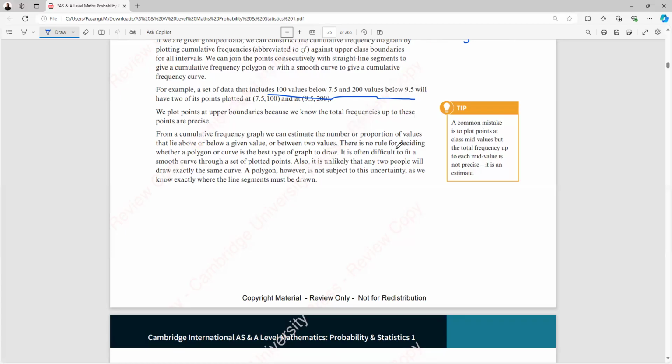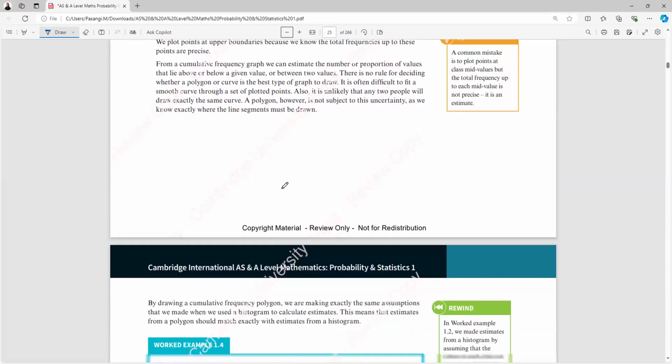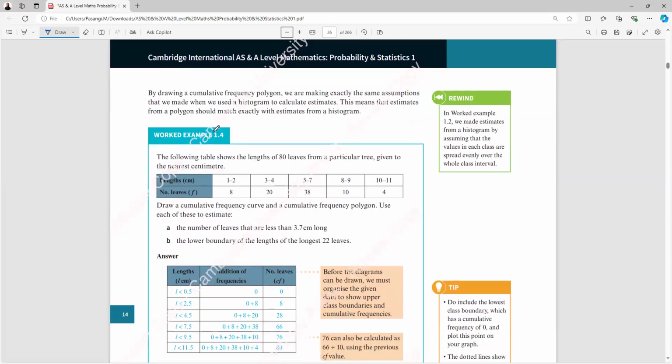So there is no rule for deciding whether a polygon or curve is the best type of graph to draw. It is often difficult to fit a smooth curve through a set of plotted points. Also, it is unlikely that any two people will draw exactly the same curve. A polygon, however, is not subject to this uncertainty, as we know exactly where the line segments must be drawn as well. Let's go through this example.